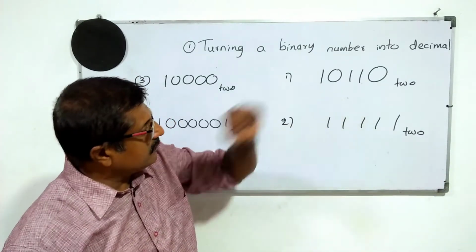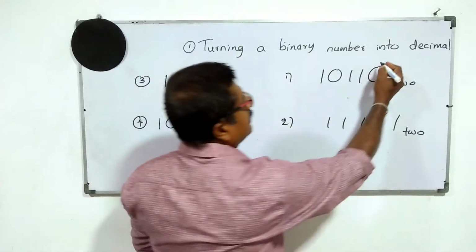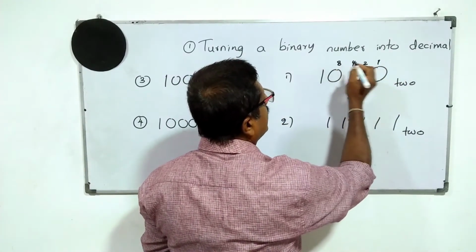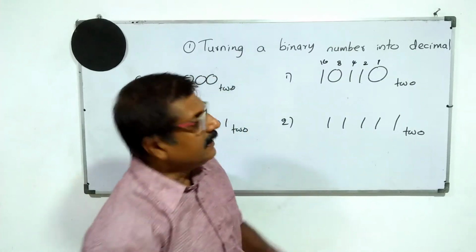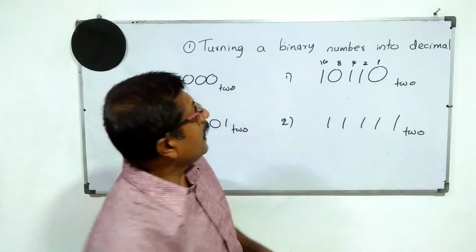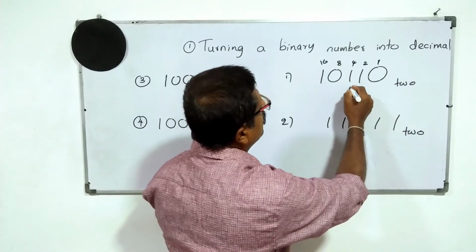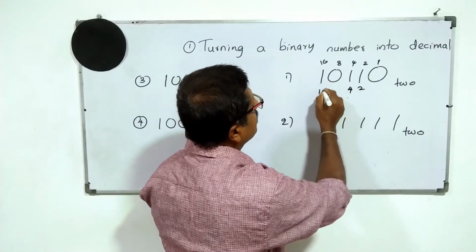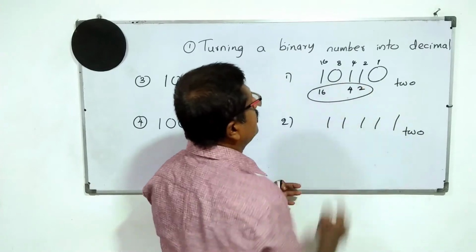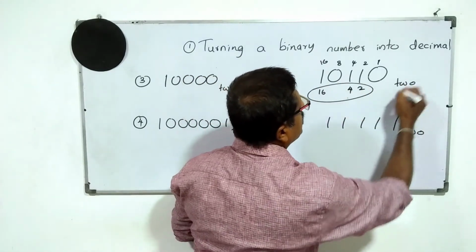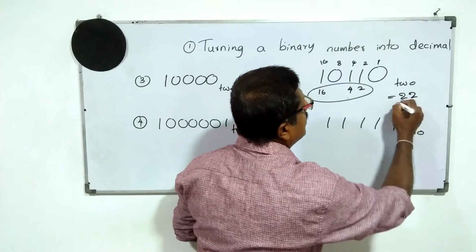Okay, now let's take up this number first. Now you know these are 1s, 2, 4, 8 and 16. Right? Now are there 1s? No. Are there 2s? Yes, there is a 2. Then there is a 4. No 8s, there is a 16. Now you have to add these 3. Then what? That is 22. This is 22 in decimal.